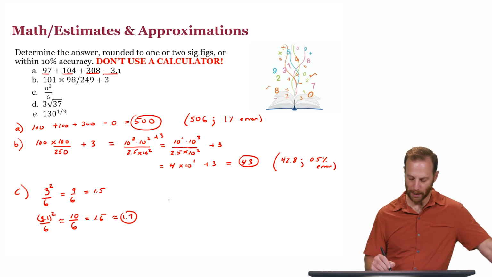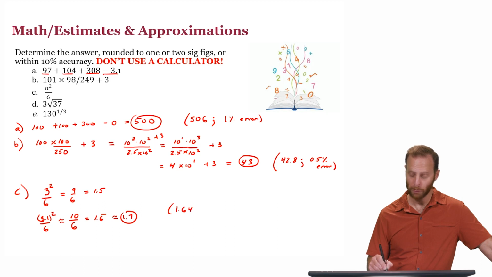Now let's check the actual answer that you would compute here. The actual answer is 1.64 to 3 sig figs. But notice that the difference between 1.64 and 1.7 is pretty small. That's about a 3% error. So quite good.